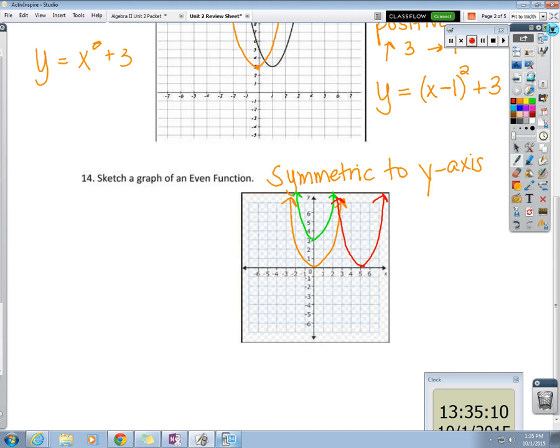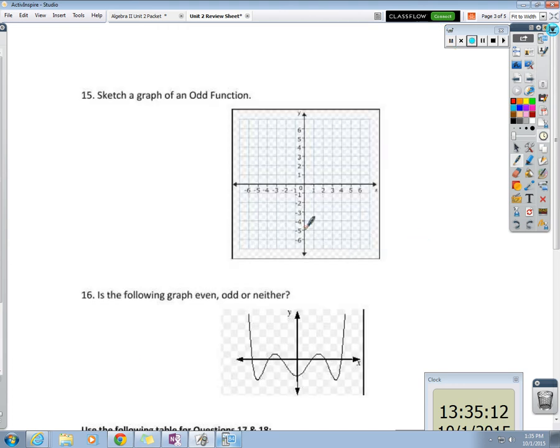Okay, next question. Sketch a graph of an odd function. What does it mean to be an odd function? Okay, it has to go through the origin, but what else does it have to be? Symmetric, right. Symmetric to the origin. Now, symmetric to the origin means if you fold it over the x and the y-axis and it lands on itself, that's symmetric to the origin.